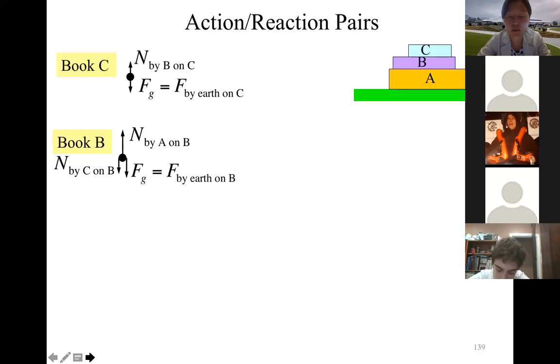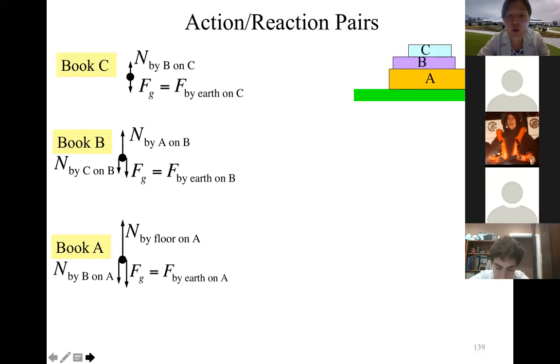Okay, so all of these labels. Now the third one is book A, and we already talked about one upward is by the floor, and two downward is, one is gravity always, the other one is normal force. The pushing force is also a normal force, even if it's not upward. Okay, so now if you don't feel comfortable, you can call that the force by B on A or the force by C on B, but it's still a normal force.